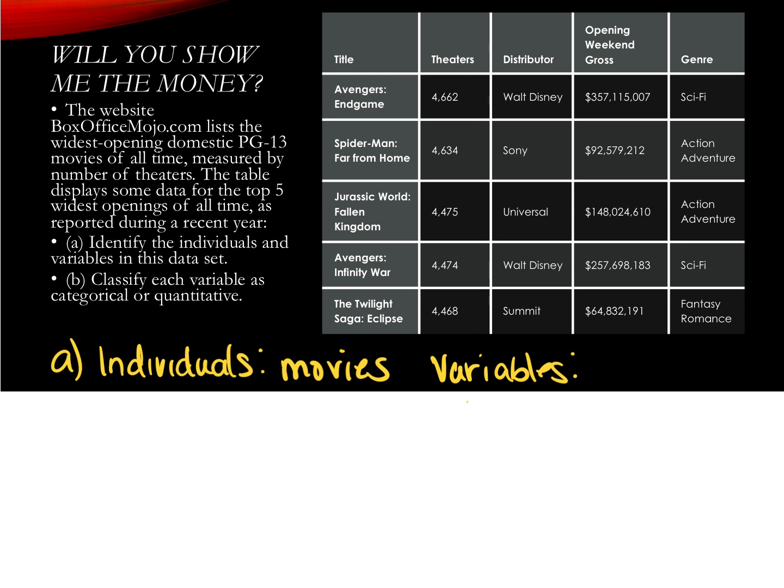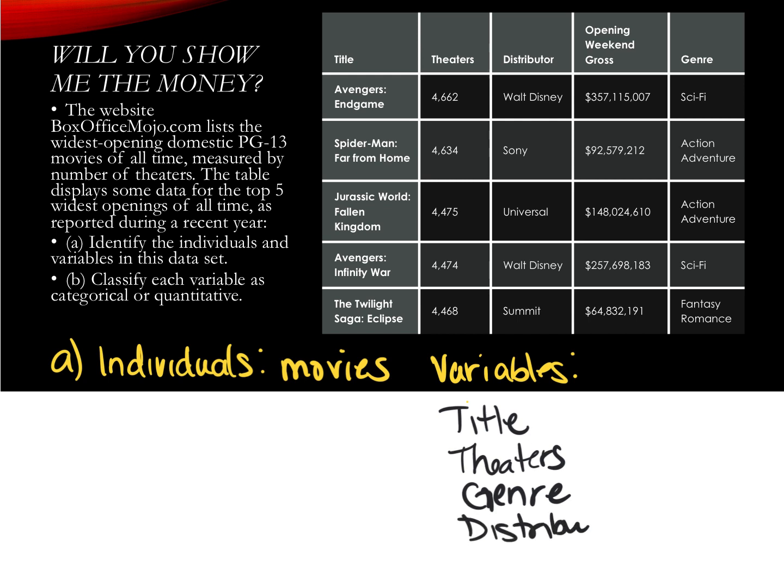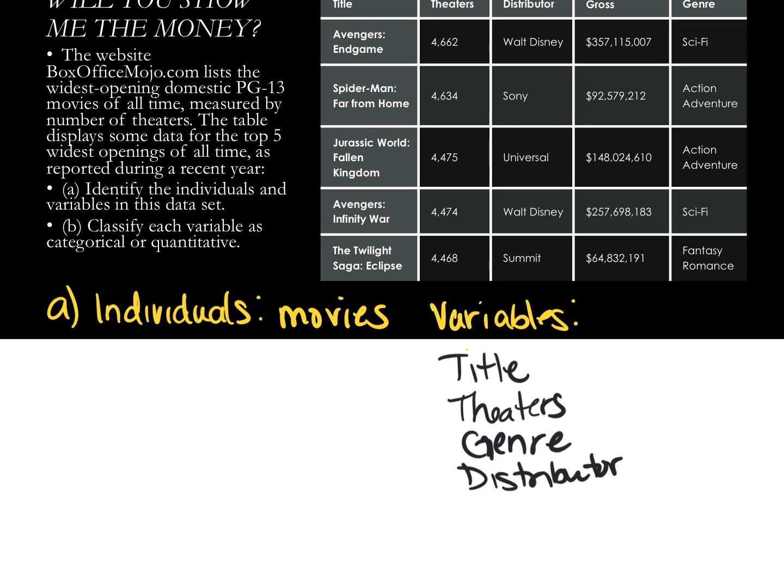All right, so what did we get for our variables? What were our 5 variables? You can yell them out. Title. Theaters. Distributor. And gross opening weekend. So of these, which ones are categorical?